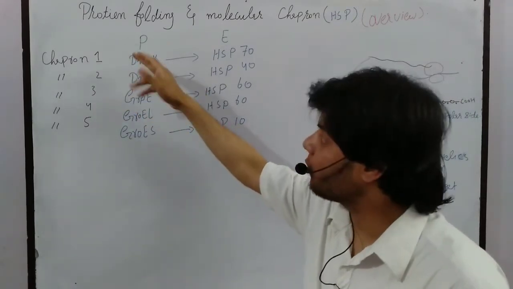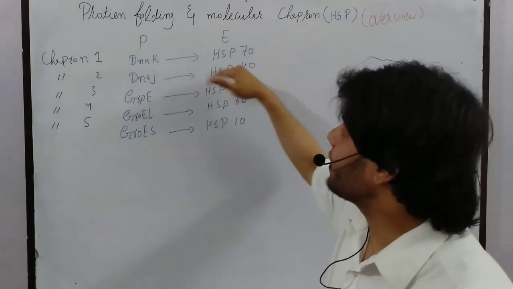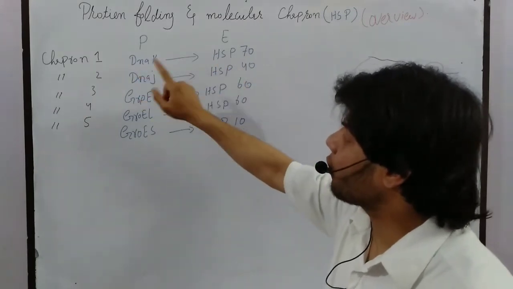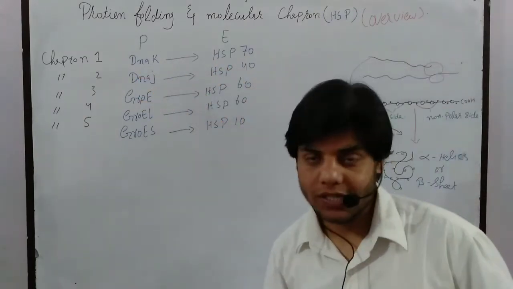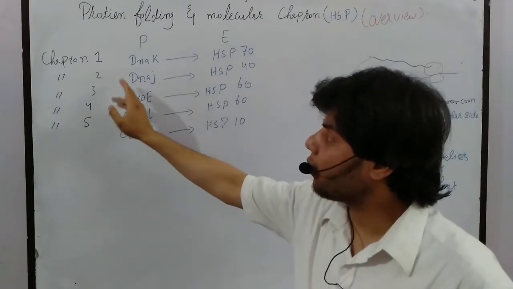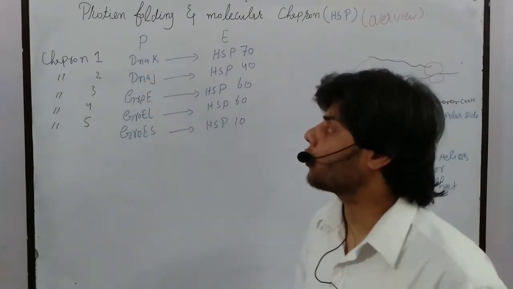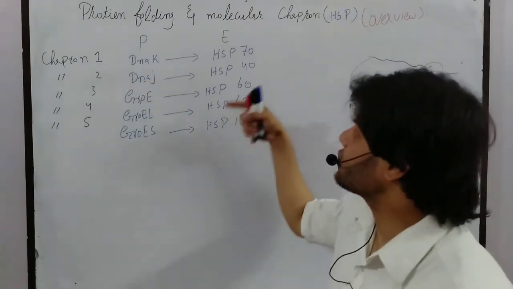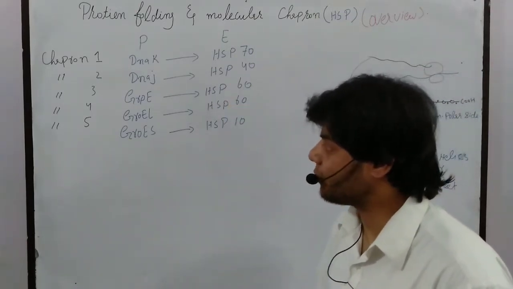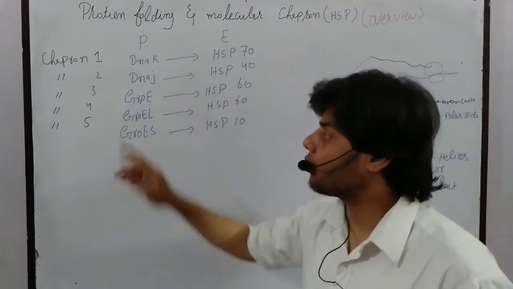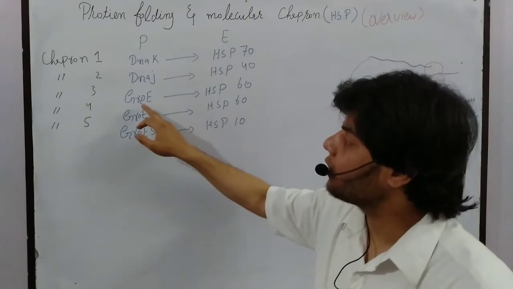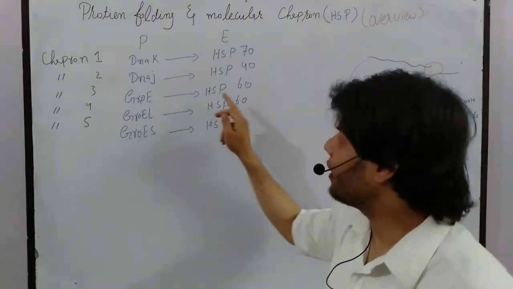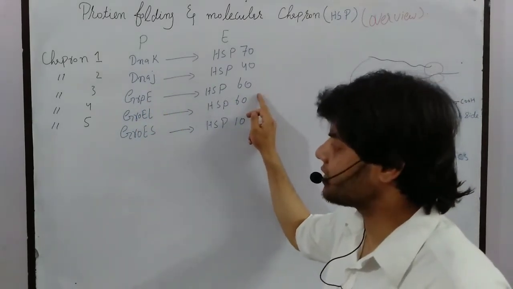Inside the prokaryote we call that DNA K, and inside the eukaryote we call chaperone 1 heat shock protein 70. Now we have chaperone 2. In the case of prokaryote we call that DNA J, while in the case of eukaryote we call that heat shock protein 70. Now then we have chaperone 3. In the case of prokaryote we call that GrpE, and in eukaryote we call it heat shock protein 60.